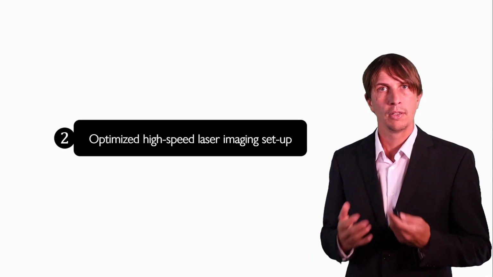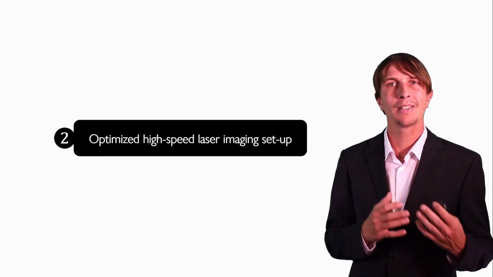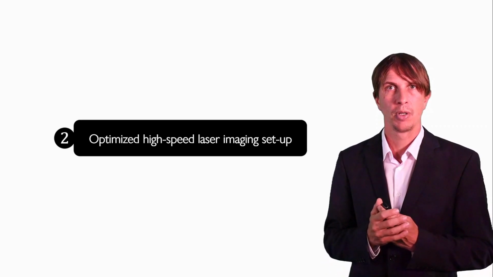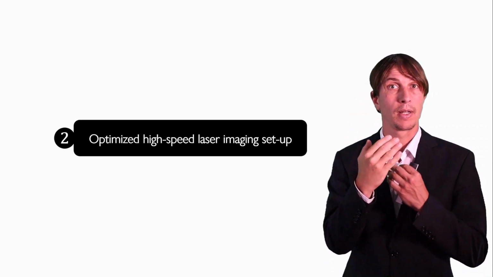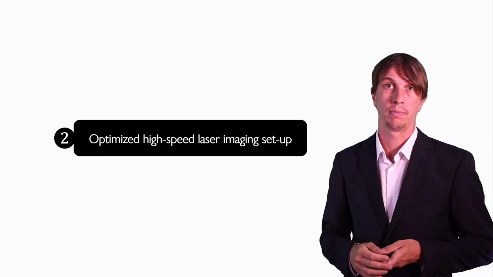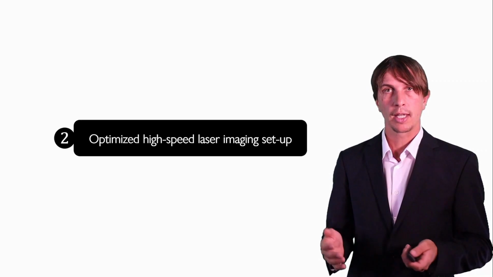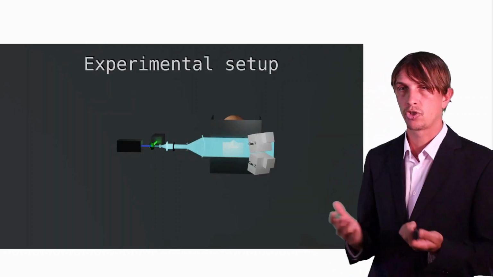So in this section, I'm going to talk about an optimized high-speed laser imaging setup where each particle can be detected and where there is no overlap from one particle over the other. I'm going to start with a description of the experimental setup as shown here.